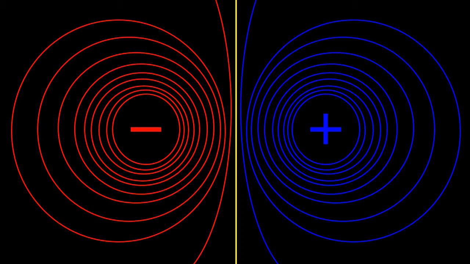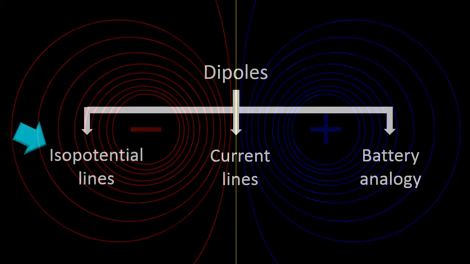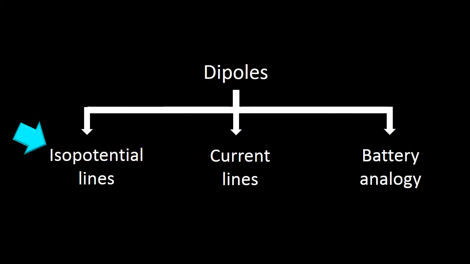Dipole, as we have seen, can be represented by isopotential lines. The representation of a dipole as an isopotential line is very useful to understand the behavior of dipoles in neurophysiology, especially in relation to current generators arising from the cerebral cortex, and also to understand the behavior of generators originated in the gray matter nuclei.